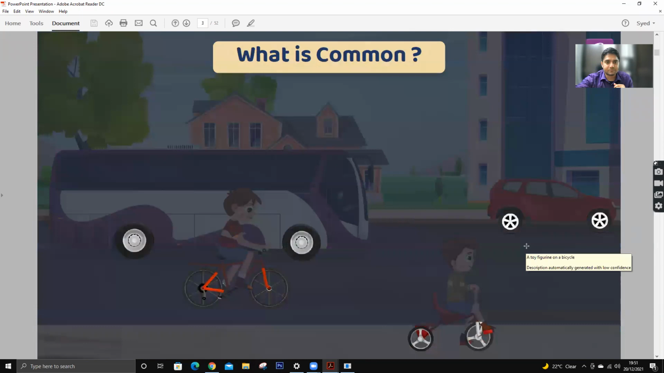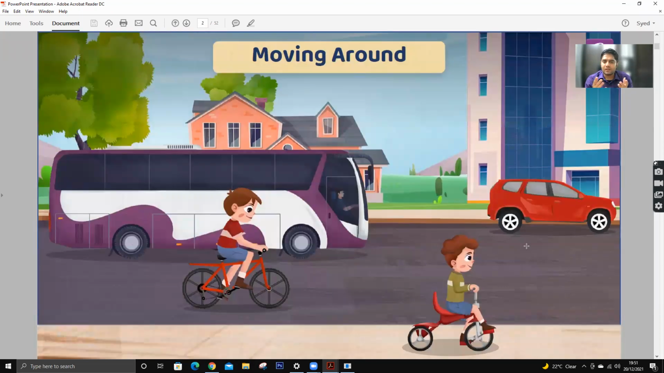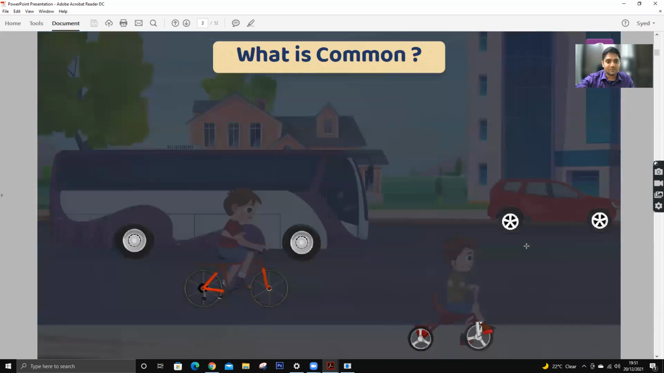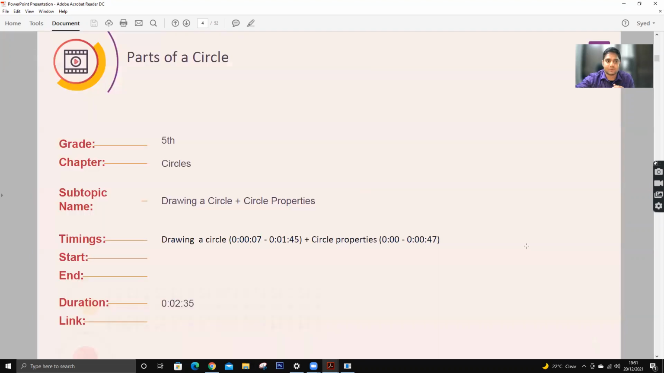Moving ahead, look at this beautiful picture, my dear students. You can see a bus, you can see boys bicycling on the road, you can see a car parked there. What is common in all this picture? Can I have some answers, please? Can you guess what is common? Yes, the wheels are common, isn't it? Now think, these wheels are in what kind of a shape? They are in the shape of a circle.